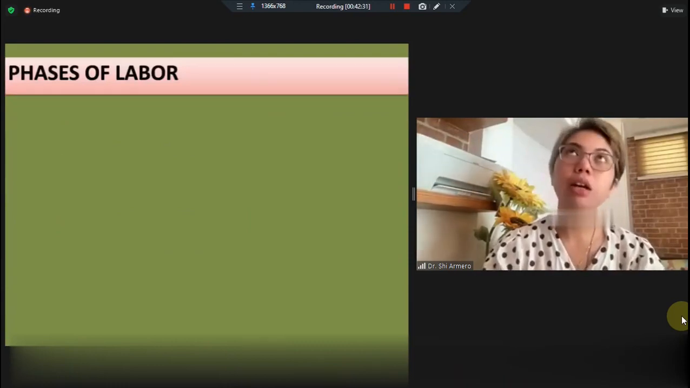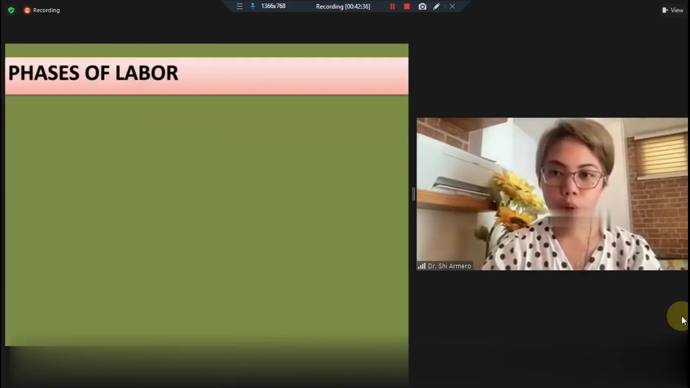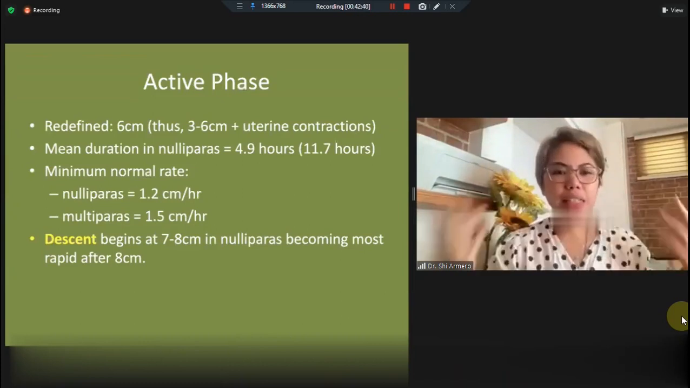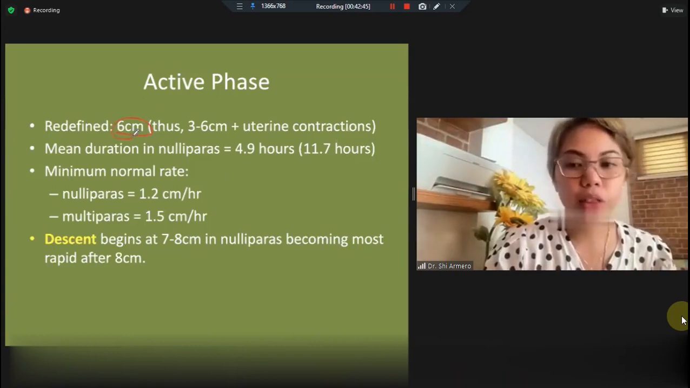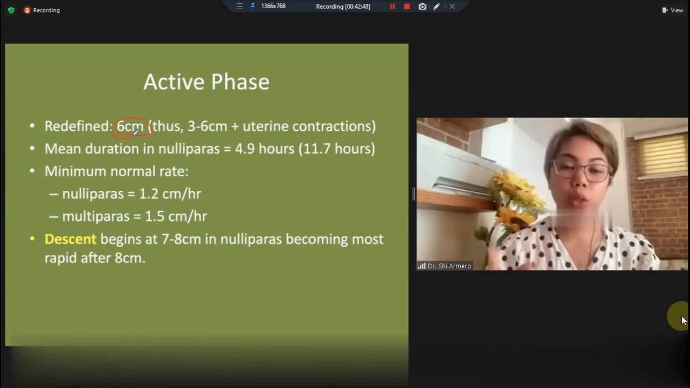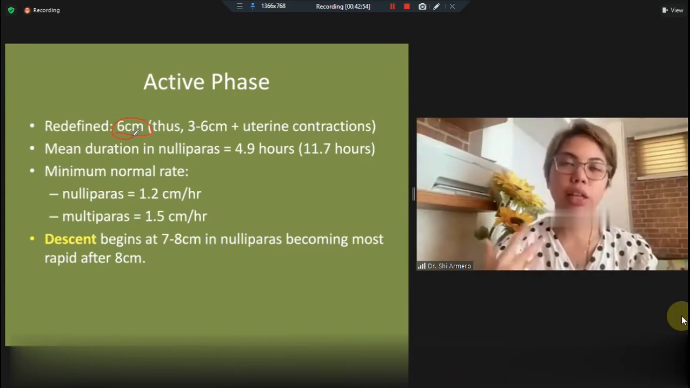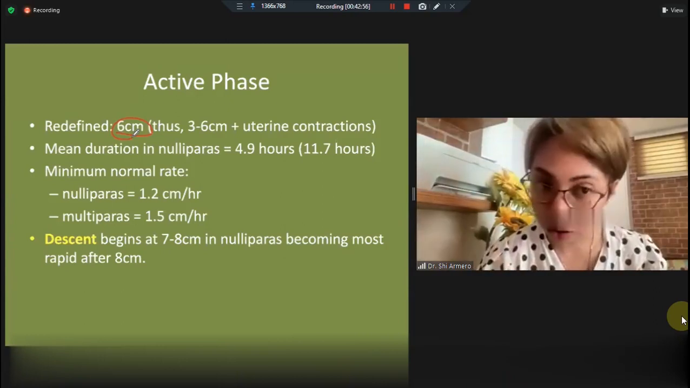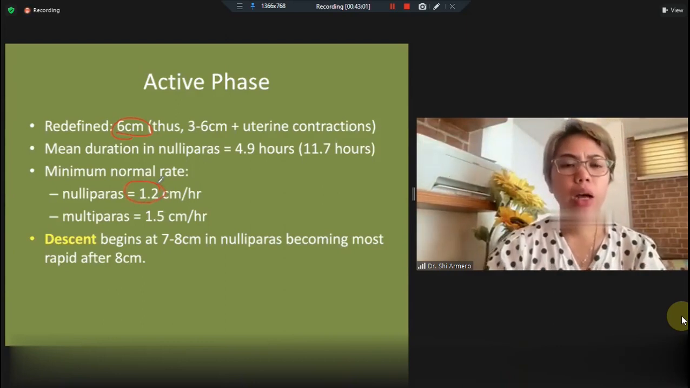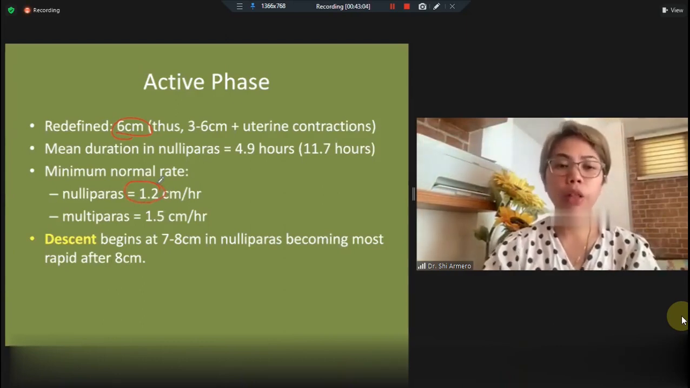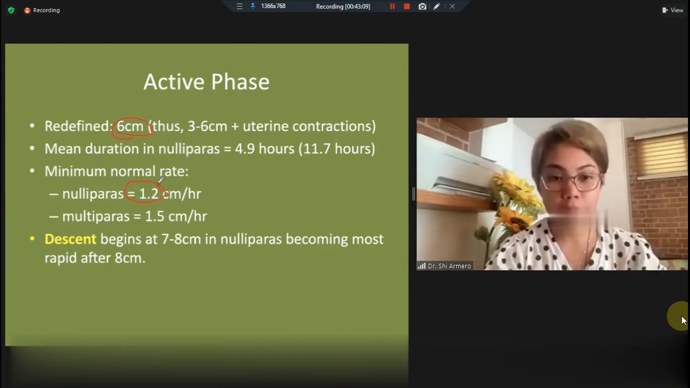So I said kanina, there are 3 functional labors and there are 2 phases of labor. So active phase, alam na natin si latent phase. So si active phase, now it's redefined to 6 centimeters. So there were answers earlier na 6 cms because it was the active phase, okay? But the deceleration, the start of the descent of the head is at 7 to 8 cms according to the book. Now, you remember this, that a nulli has to progress 1.2 cm per hour and a multi has to progress at least 1.5 cm per hour.